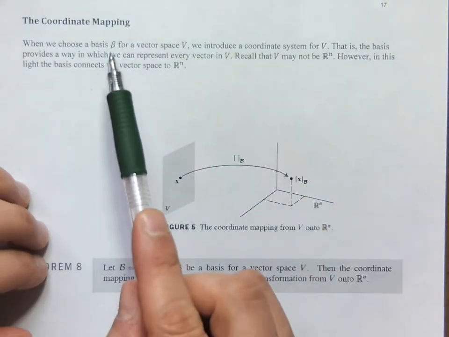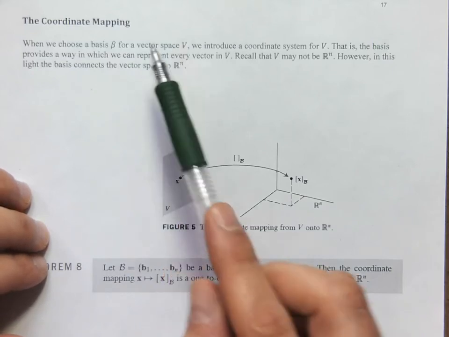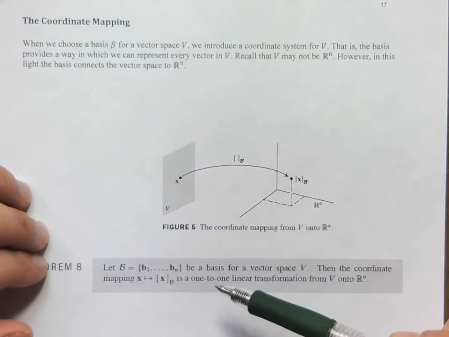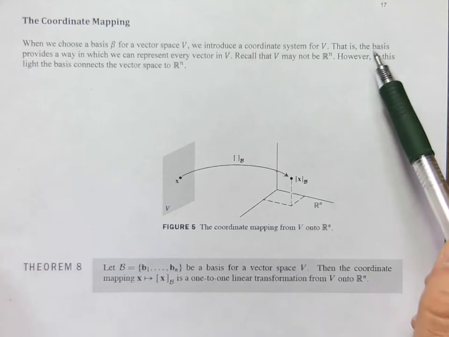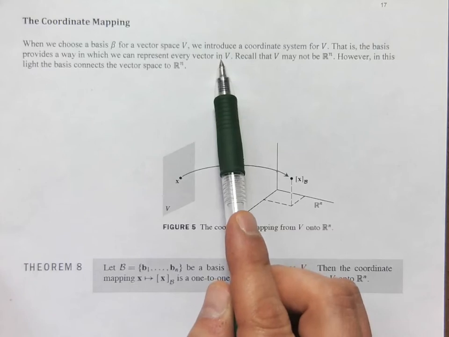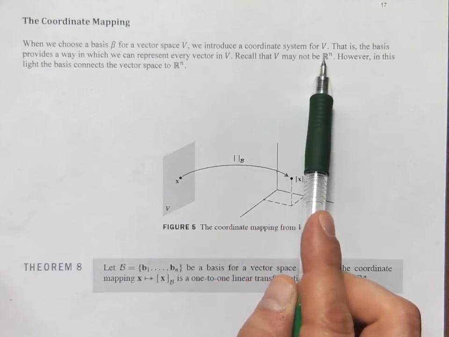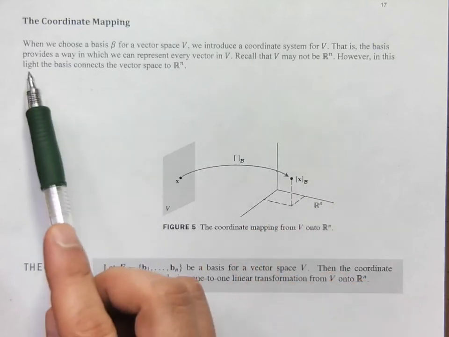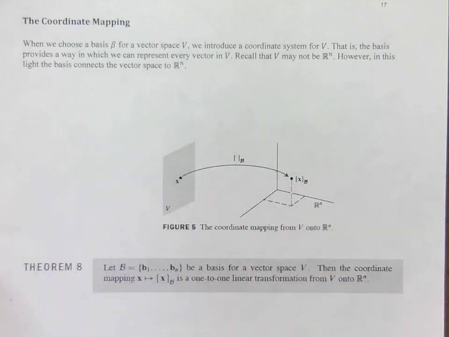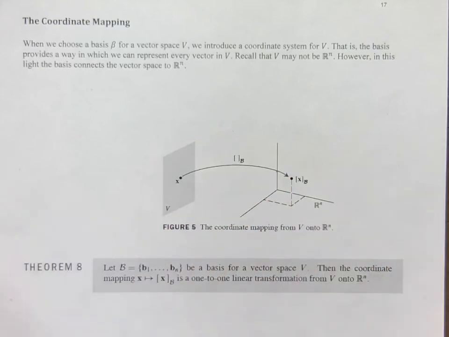So the coordinate mapping. When we choose some basis, beta, for a vector space, what we do is we introduce a coordinate system for that vector space. In other words, the basis tells us a way we can represent every vector in the vector space, even if the vector space is not Rn. But even if it's not Rn, we still end up connecting the vector space to Rn. I've been saying this the entire time, but here's a picture, and we're going to get into it in more detail.